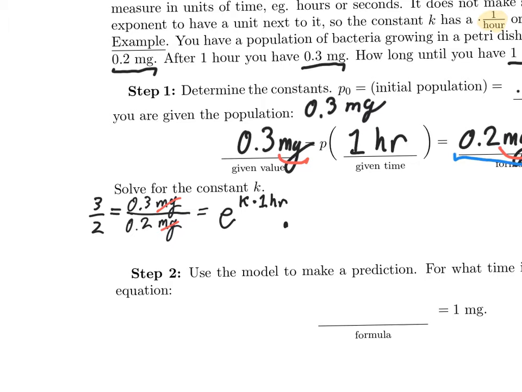Nice. So now I see that this is equal to that. That is an exponential equation. I can simplify it, in the sense that I'll have k closer to just being on its own, by rewriting in log form. And this is an exponential with base e, so I should take log base e, also known as natural log, of 3 over 2, is equal to k times 1 hour.